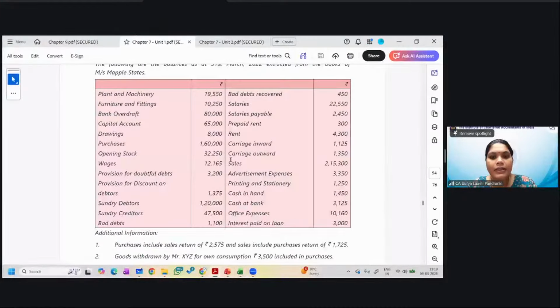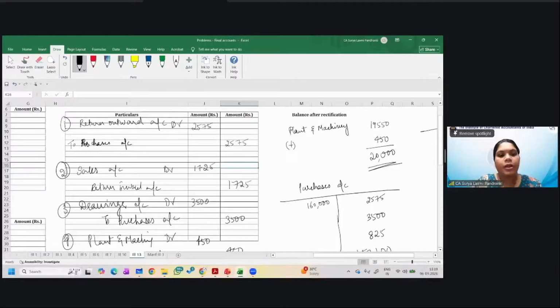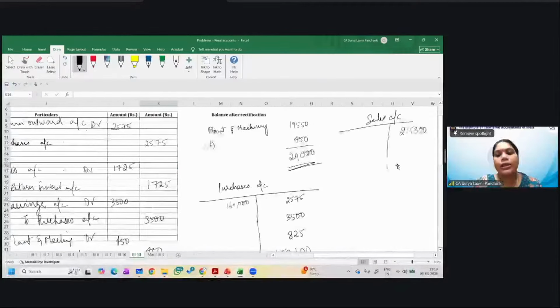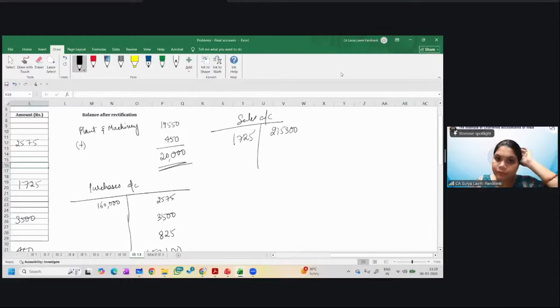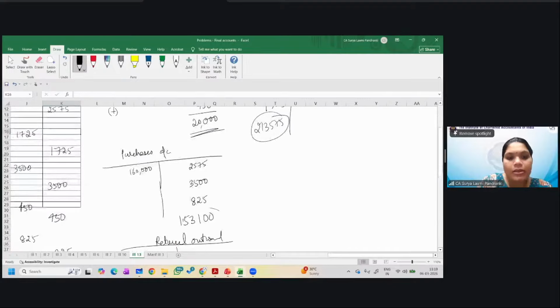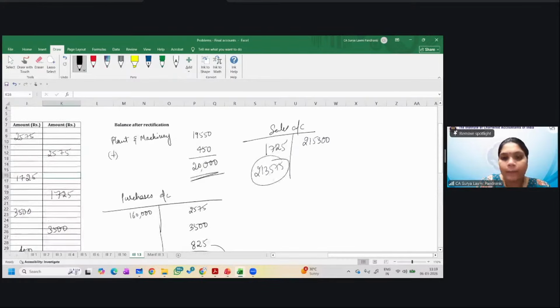What is the balance in sales here? 215,300, correct? 215,300. You will have to reduce it or add. Since we have debited the sales account, it has to be reduced, right? So 1,725. What is the balance in the sales account? 213,575. Is it right? 75 is the balance in the sales account. This is in the purchases account. Return outward, return inward, all are done.